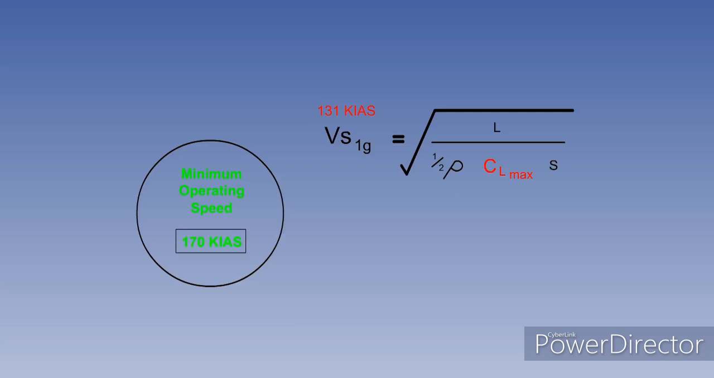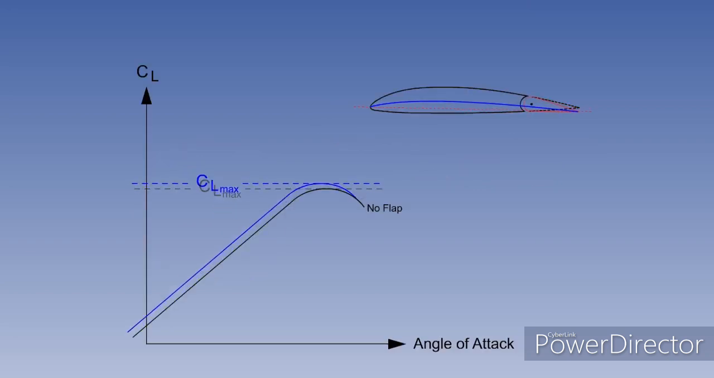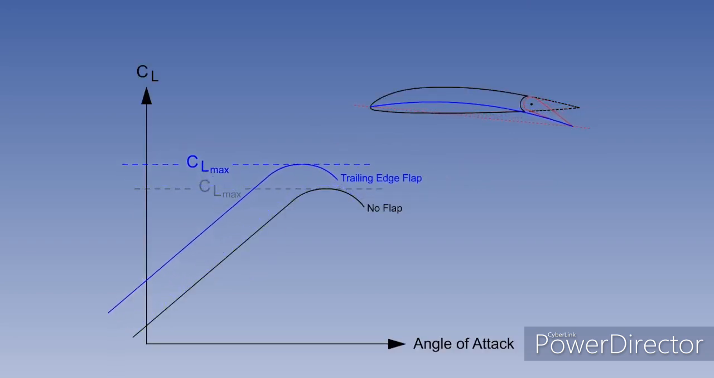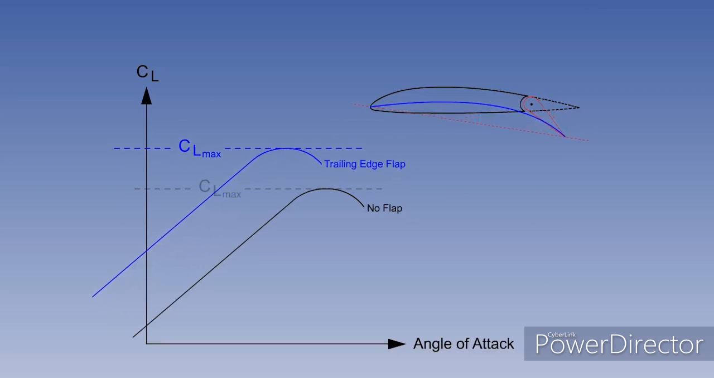Here you can see the transposed lift formula you were introduced to in previous lessons. Please note the typical stall speed for a jet transport aircraft of 131 knots indicated airspeed, and the associated minimum operating speed that is 30% higher. You can see that increasing the maximum lift coefficient, CLmax, gives a decrease in stall speed, and therefore a decrease in minimum operating speed. CLmax is increased by temporarily increasing the camber of the wing with flaps. Only trailing edge flaps are illustrated for the moment.